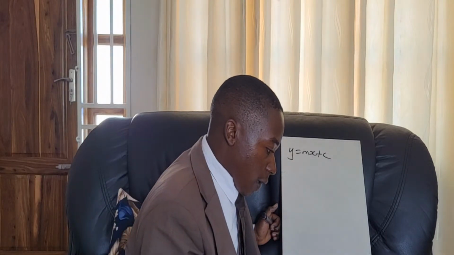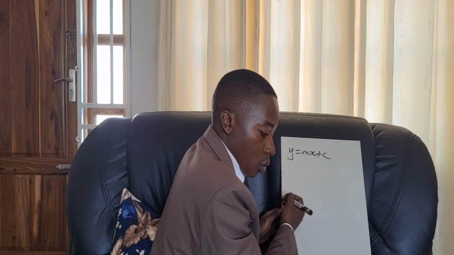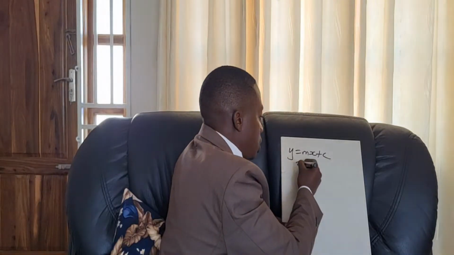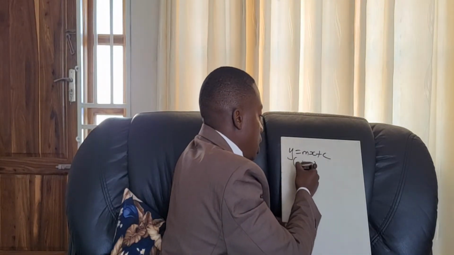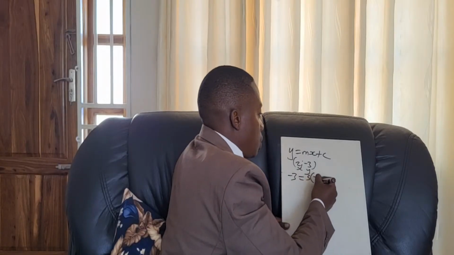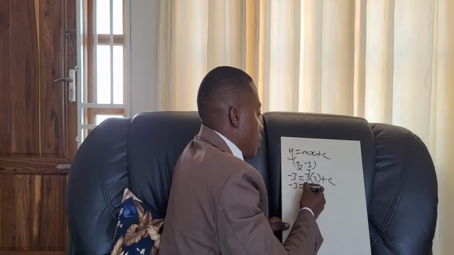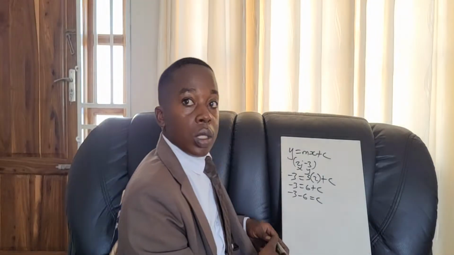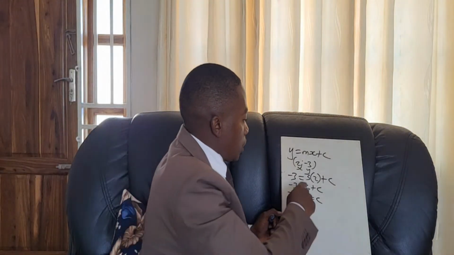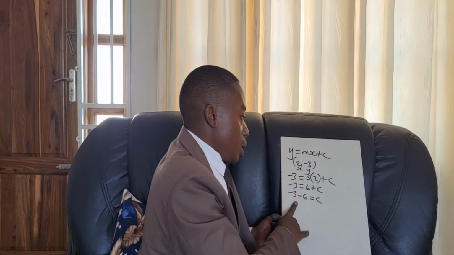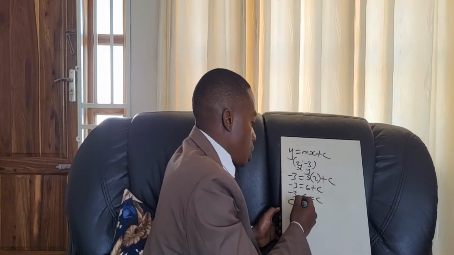Right, m is 3. So we should just find c. x, y equals 2, minus 3, so minus 3 equals 3 times 2 plus c. Minus 3 equals 6 plus c, right? Minus 3 minus 6 equals c. So c is equal to negative. How to get that? 3 times 2 is a 6, and then if 6 goes across, it becomes minus. So c is equal to negative 9.